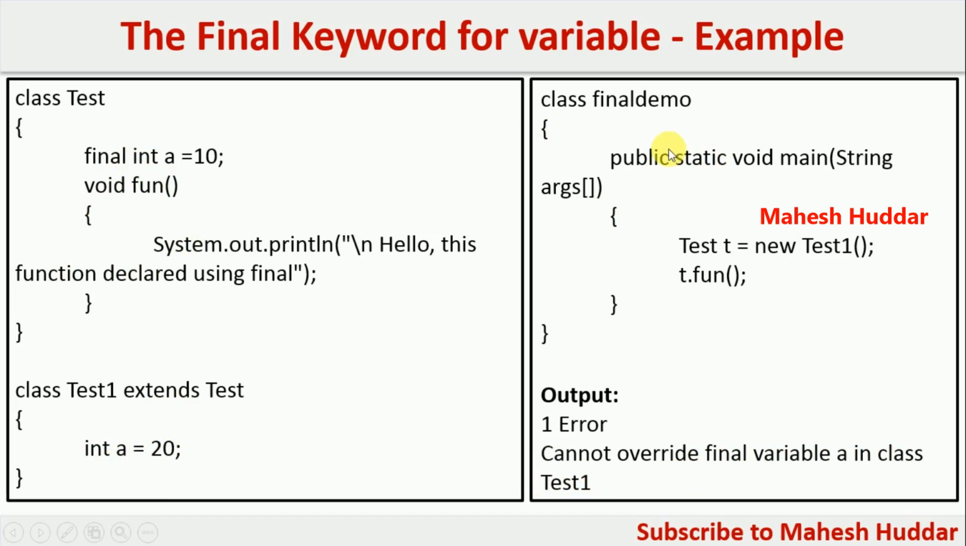So this is the main class and main method. In this case, I have created an object of t, and then I have called this fun function. It does not have any issue, but this is what I actually wanted to explain here. In the base class, we have made a final. It cannot be overridden in the derived class.